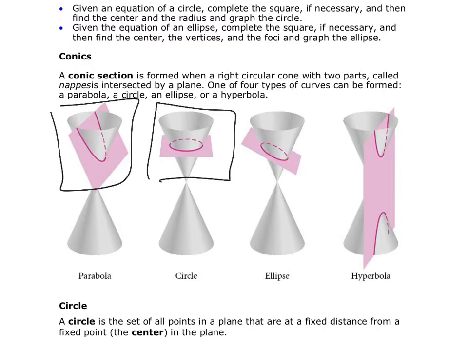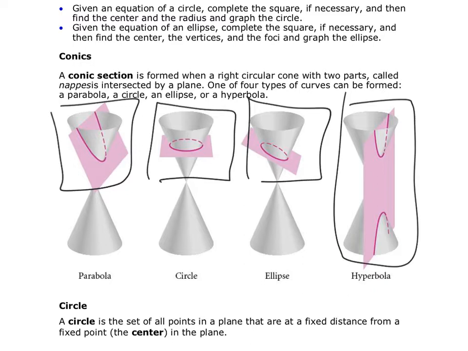If you slice one cone and one cone only, and your slice is parallel to the base, then you have a circle. If you slice the cone but it is not parallel, you have an ellipse, which is kind of like a squished circle. The last one is you slice your cone twice straight through and you have something called a hyperbola.